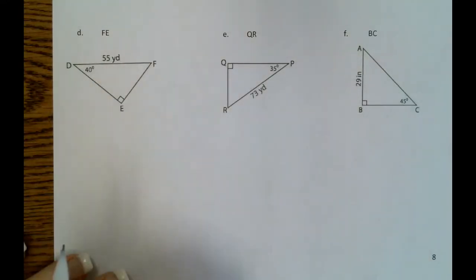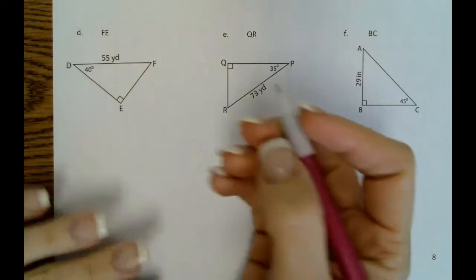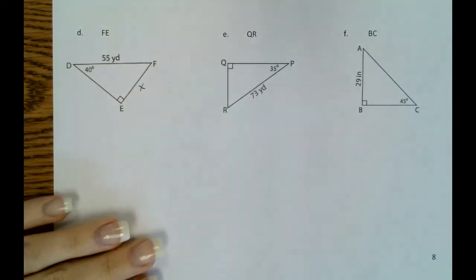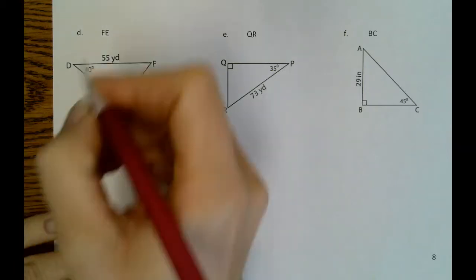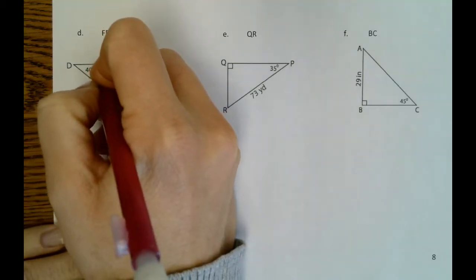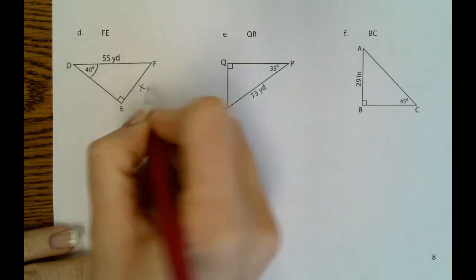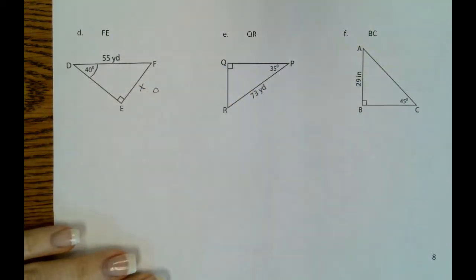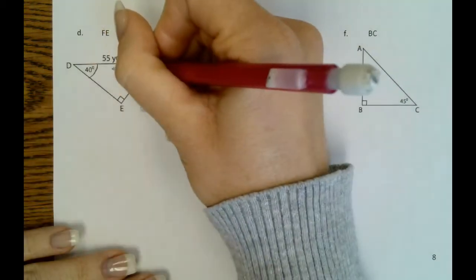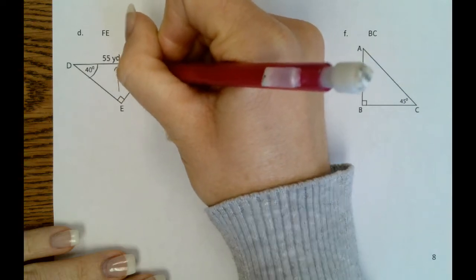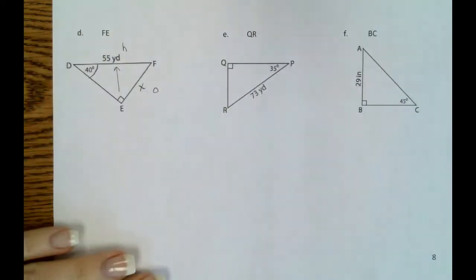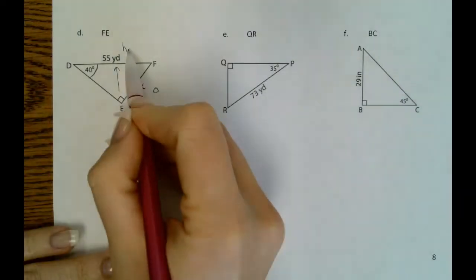Okay, group, on our 6.2 practice letter D, we're working on finding side FE, so we're going to label that as X. Okay, and we're going to use our angle here to help us solve. So if you look at 40 degrees, X is straight across from that, so that is the opposite side. 55 is across from the 90-degree angle, so that is our hypotenuse. So we're working with opposite and a hypotenuse.